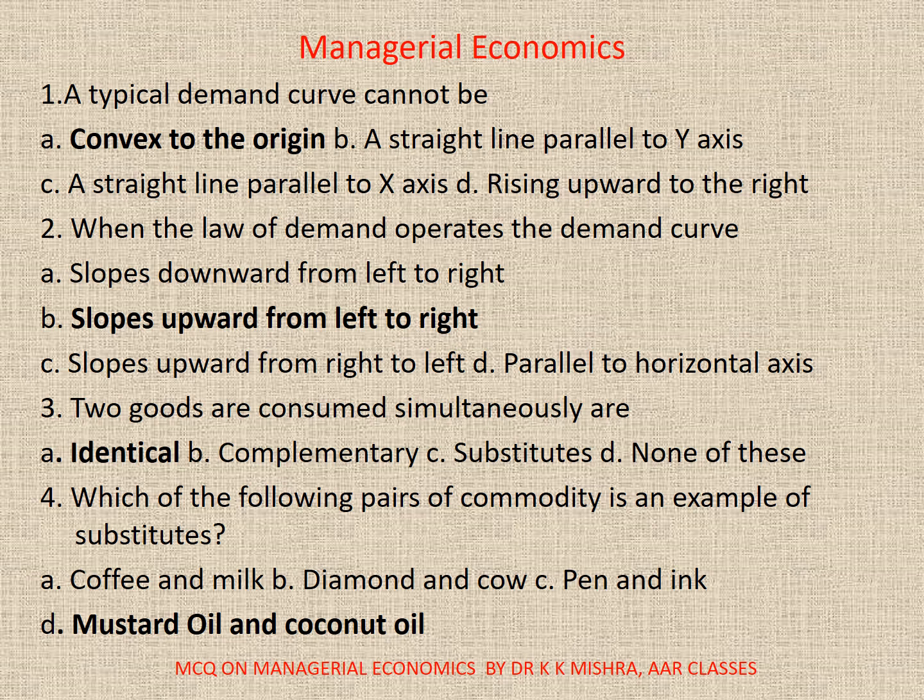2. When the law of demand operates, the demand curve A. slopes downward from left to right, B. slopes upward from left to right, C. slopes upward from right to left, D. parallel to horizontal axis. So, here the correct option is slopes downward from left to right.